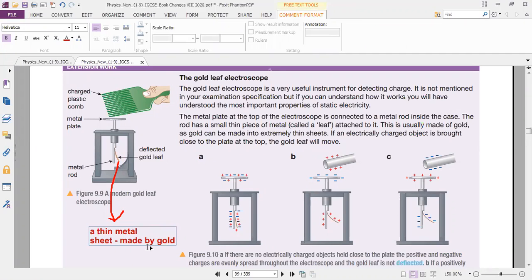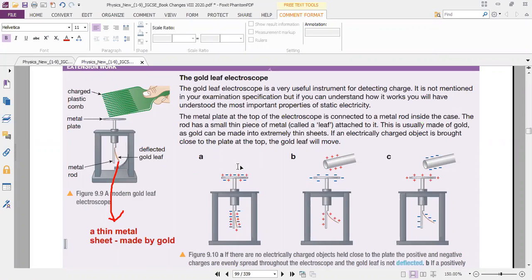Why gold? Because only gold is suitable to make it as thin as possible. Gold is the suitable metal because gold has very good ductile and malleable properties. Especially malleability is the property which is used here.